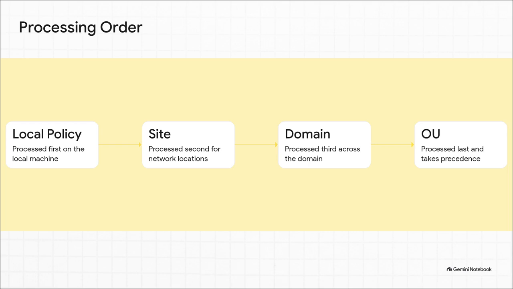So the crucial point to remember is that policies processed later in this chain generally take precedence if there's a conflict. Because OUs are processed last, an OU policy will almost always overwrite a conflicting domain policy. When you see it laid out visually like this, the hierarchy makes total sense.